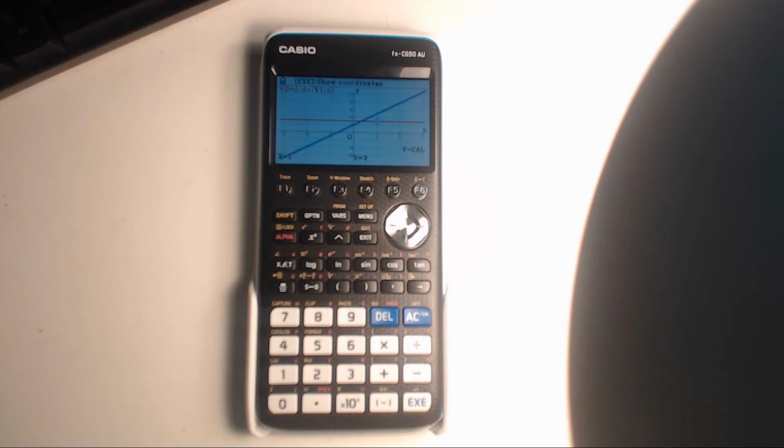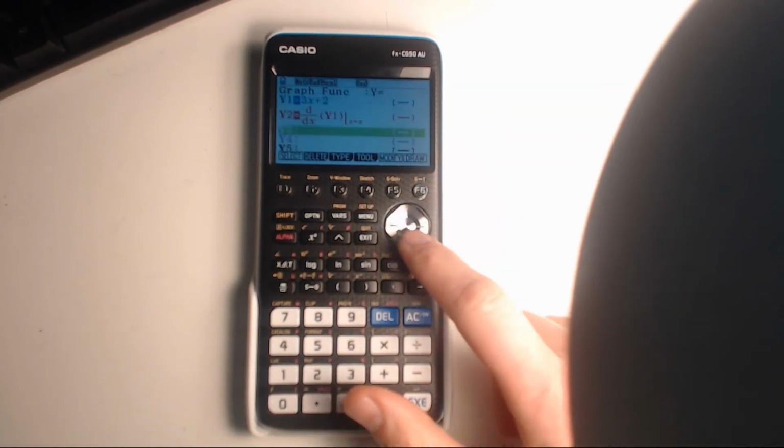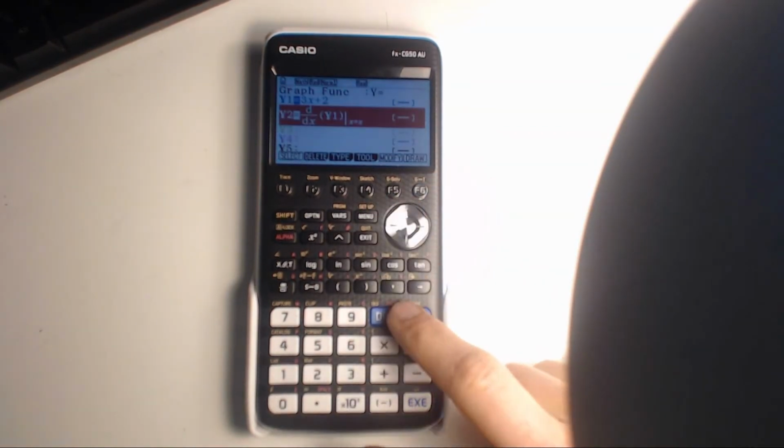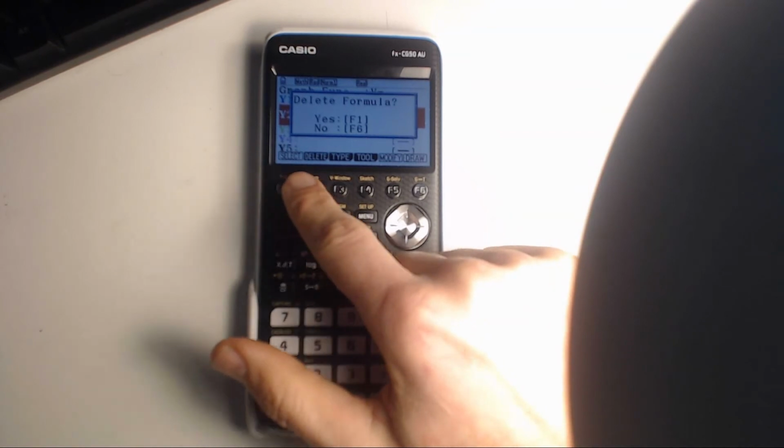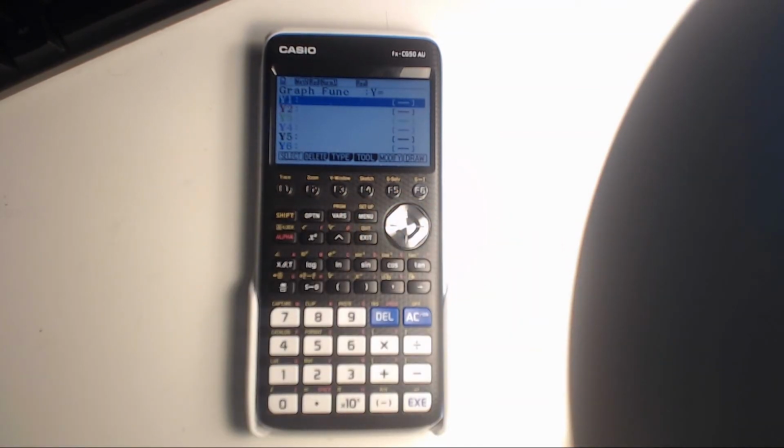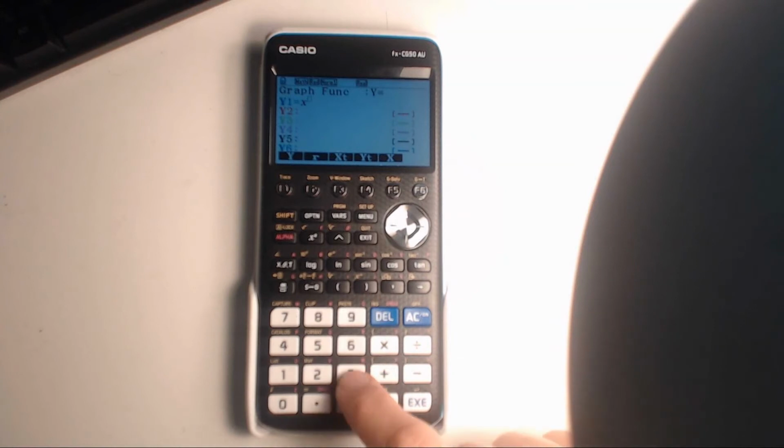So this has been a simple example. Now let's go for something less trivial. We'll go back and get rid of these two functions here. Yes, I want to get rid of that, and yes, I want to get rid of this. And rather than go for a linear function, let's go for a cubic function. So let's go x to the power of 3.